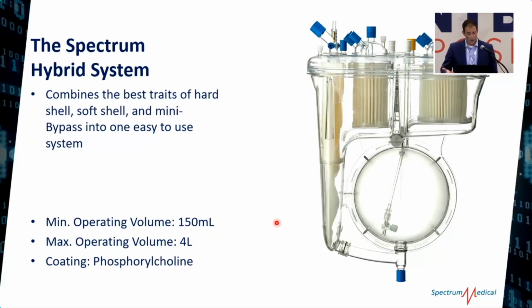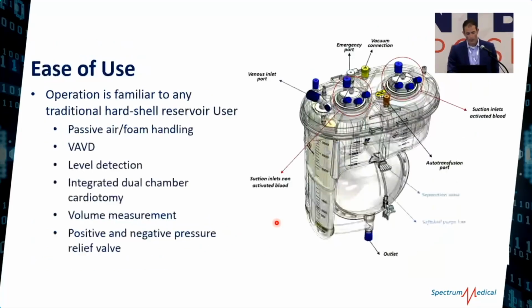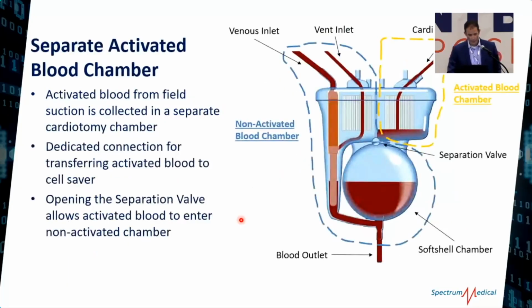It has our phosphorylcholine coating, our PC1036, which all of our disposables are coated with. From an ease of use standpoint, you still get passive air and foam handling. It's a hard shell reservoir up top. You can apply vacuum to it the way you normally do now. Accurate level detection similar to your current hard shell reservoir. Integrated dual chamber cardiotomy, which is one of the differences we'll talk about with volume measurement, as well as positive and negative relief pressure valves.